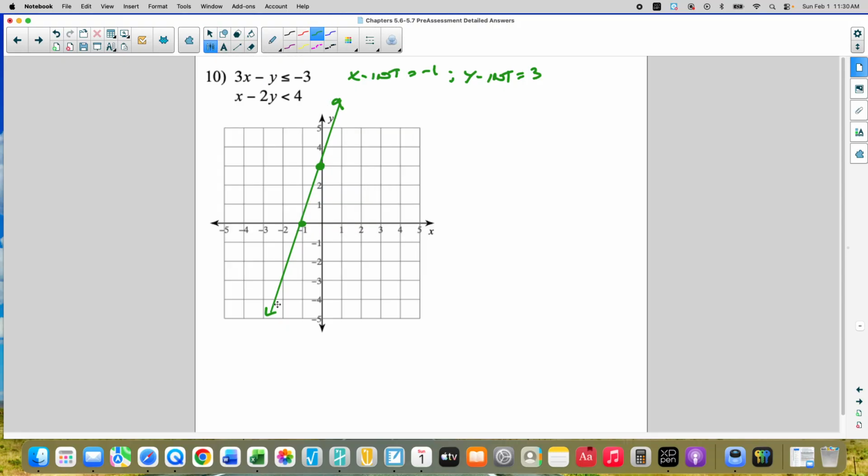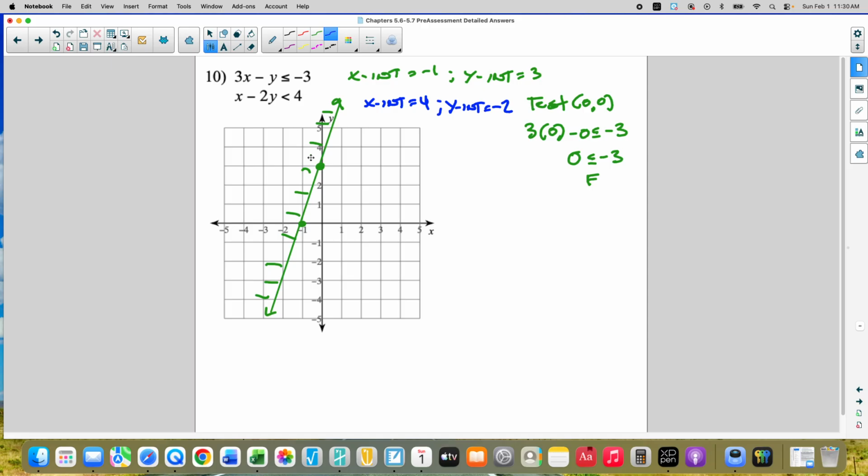We have arrows. Testing 0, 0: 3 times 0 minus 0 is less than or equal to -3. Is 0 less than or equal to -3? That's false. 0 is not less than -3, so we shade away from 0, 0. My x-intercept is going to be 4. My y-intercept is going to be -2. Open circle. So x-axis 4, y-axis -2.